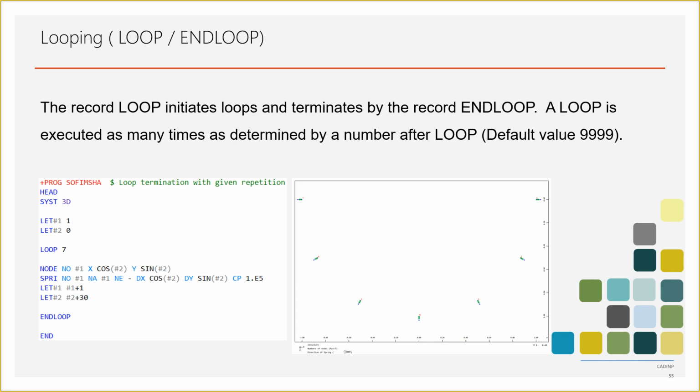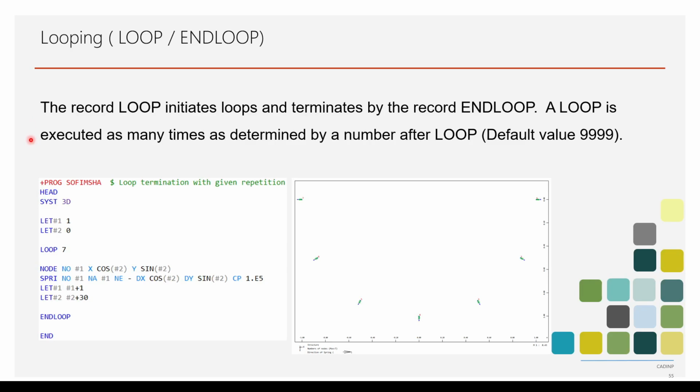Take the following example in which spring elements should be created along half a circle at every 30 degrees. The springs will be created with the help of a loop and two let variables, namely #1 and #2. In the CADINP language, the loop is always initialized with the command loop and ends with the statement end loop. The number of repetitions can be set with a number followed by the loop command. In the body of the loop, multiple statements can be entered.